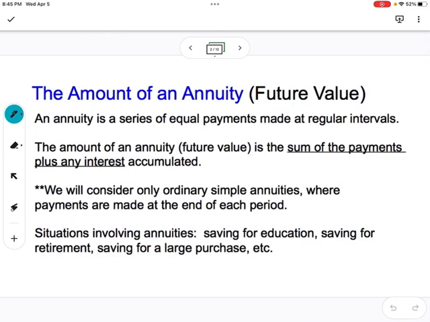Okay, so the amount of an annuity or future value. An annuity is a series of equal payments made at regular intervals. The amount of an annuity or future value is the sum of the payments plus any interest accumulated. We will consider only ordinary simple annuities where payments are made at the end of each period. Situations involving annuities include saving for education, saving for retirement, saving for a large purchase, and so on.